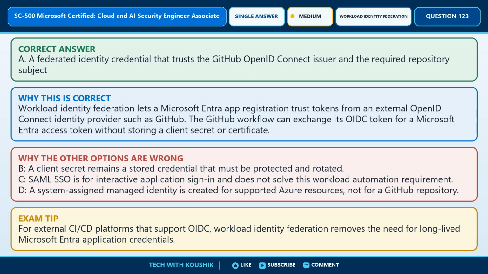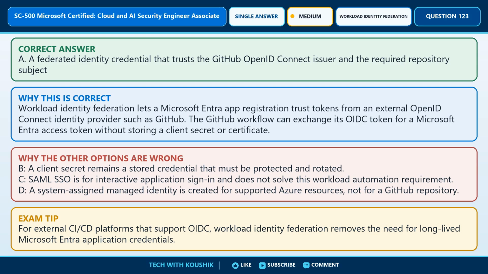In this case, select option A. A federated identity credential that trusts the GitHub Open ID Connect issuer and the required repository subject. This is correct because Workload Identity Federation lets a Microsoft Entra app registration trust tokens from an external Open ID Connect identity provider, such as GitHub. The GitHub workflow can exchange its OIDC token for a Microsoft Entra access token without storing a client secret or certificate.